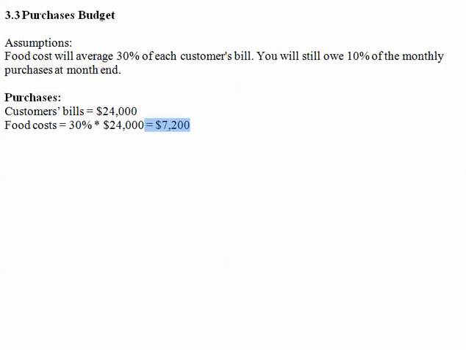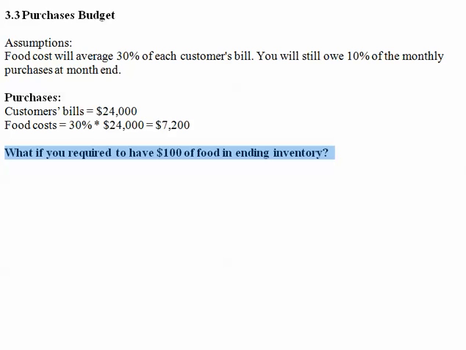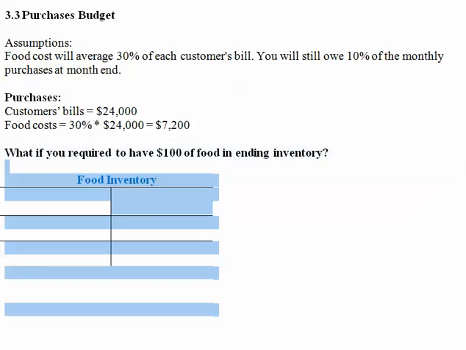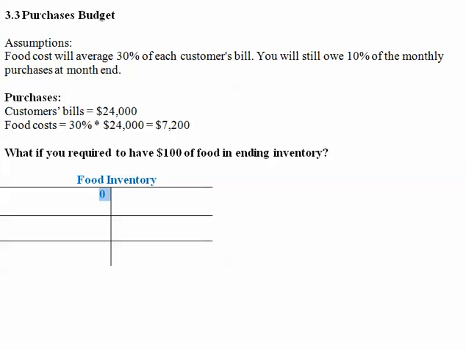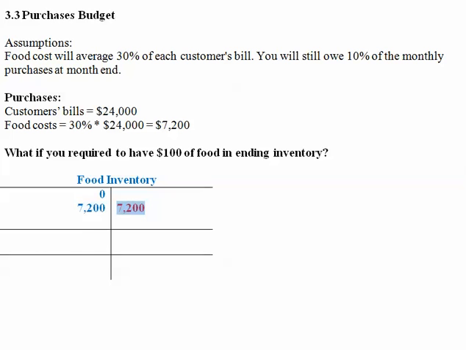Now I want to take it a step further, but we're not going to continue with this assumption. What if you were required to have $100 of food in ending inventory at all times? In other words, you want to make sure you start the next day with $100 in inventory. Well, if you look at it this way, you've got your T account here, food inventory. You start with 0, right? Then you're going to purchase 7,200 because you're going to sell 7,200, but you don't want your ending inventory to be 0, so you're going to have to purchase an additional 100.